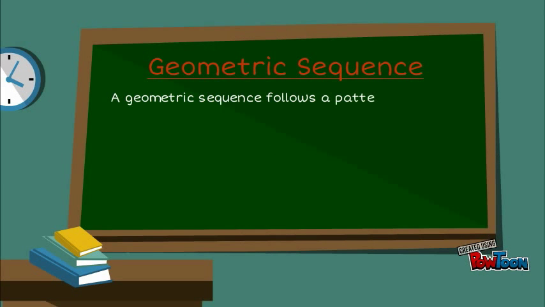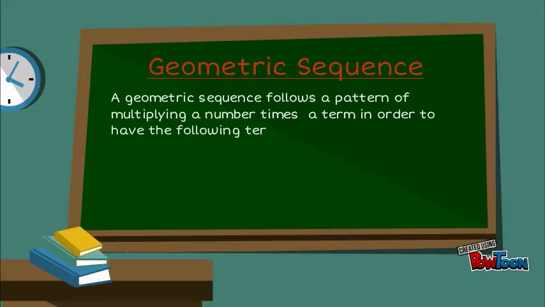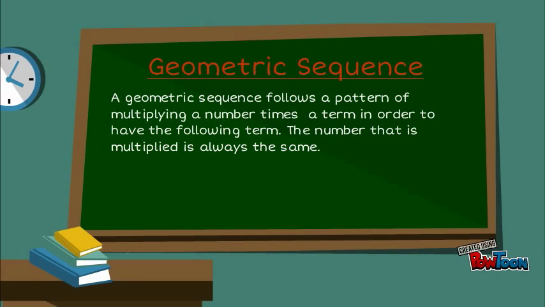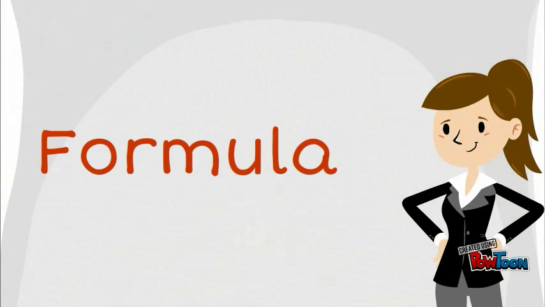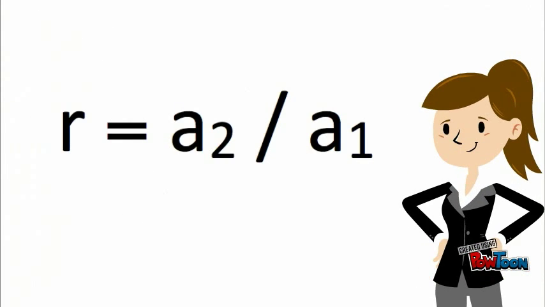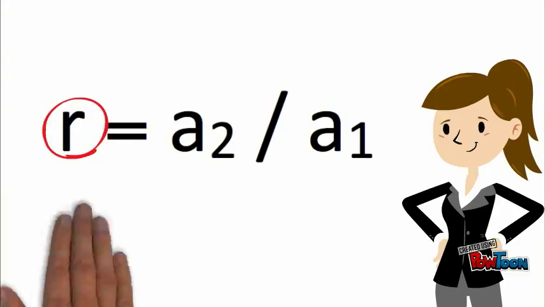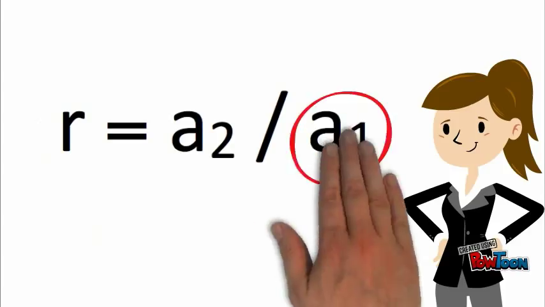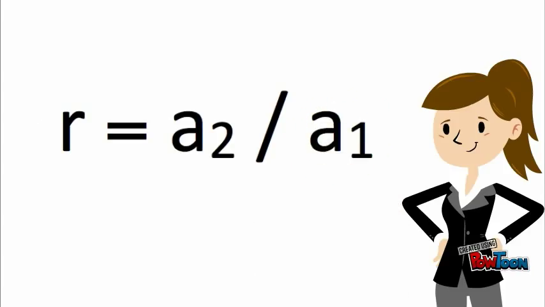Now let's continue with geometric sequences. A geometric sequence follows a pattern of multiplying a term by a number in order to get the following term. The number that is multiplied is always the same. Now, I will tell you the formula for you to be able to find the number multiplied. The formula is the one shown below. R represents the amount that is multiplied. A1 represents the first term and A2 the second term.